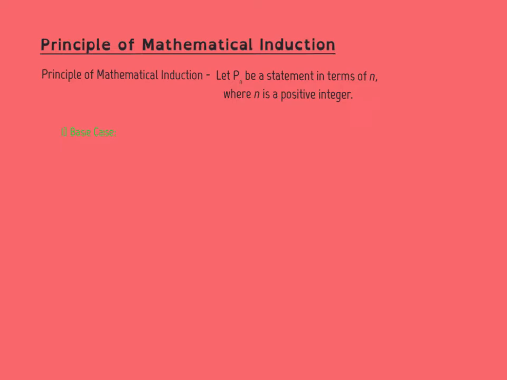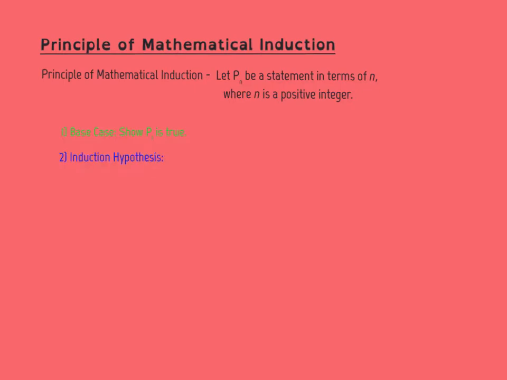First, we have our base case. This is where we show that our statement is true for n equals 1. Think back to that domino example. If the first domino can't fall, it's never going to push the rest of the dominoes over, so we need our base case to always be true before we can move on with our proof.